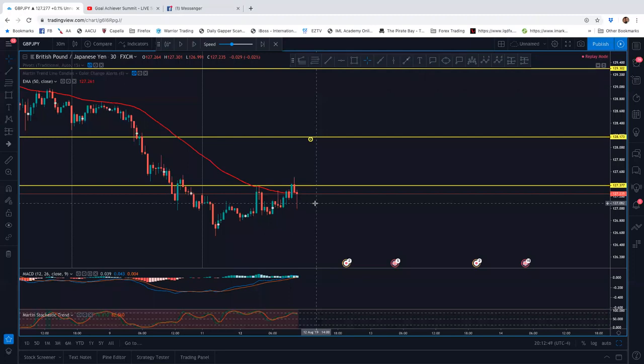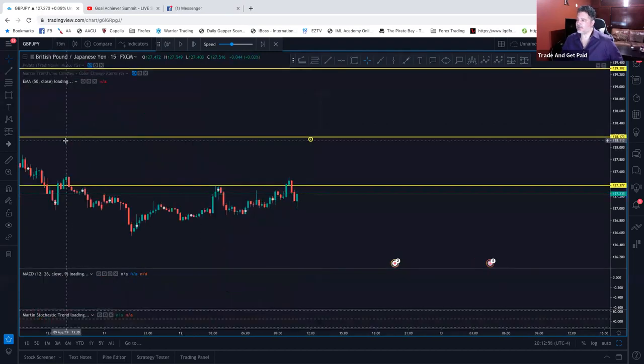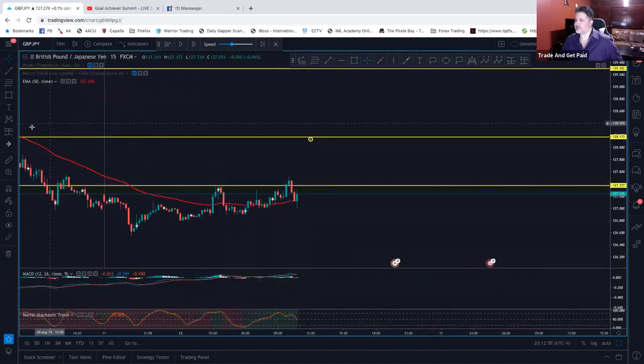4 hours. Yeah. And then GBP, a fake out can still give you all the pips you need. It just didn't here. Let me see. How many did it give?